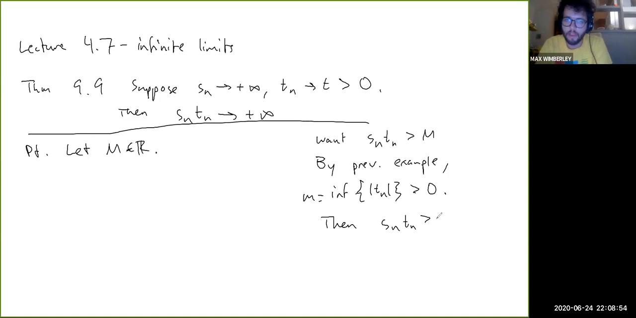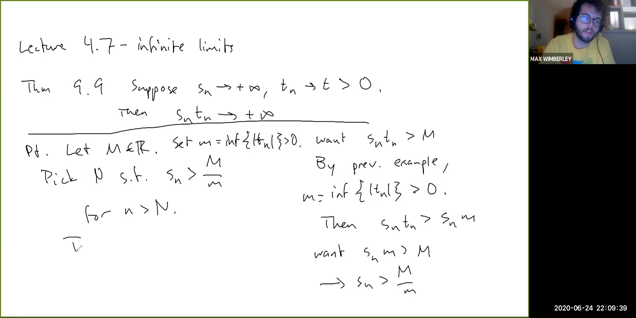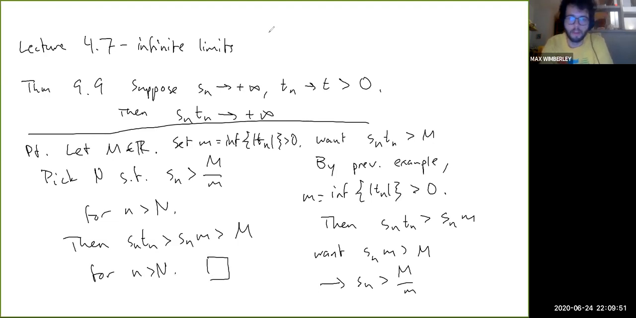Okay, so Sn/Tn is greater than Sn little m, right? So we want Sn little m to be bigger. So we should make Sn be bigger than m over little m, right? So set m to be the infimum of these absolute values of Tn, which is greater than 0, right? Now pick N such that Sn is greater than m over little m for n greater than N, then Sn/Tn is greater than Sn little m, which is greater than m for n greater than N. And we're done. Okay? Pretty slick. Not too bad.